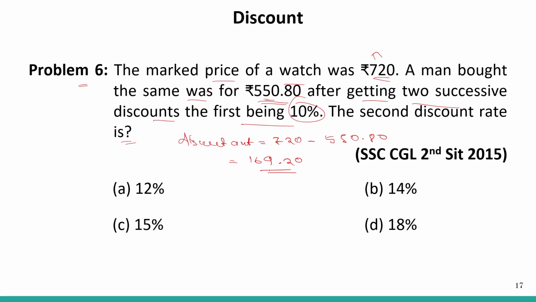So what is the discount percentage? The discount percentage will be 169.20 by 720 into 100.